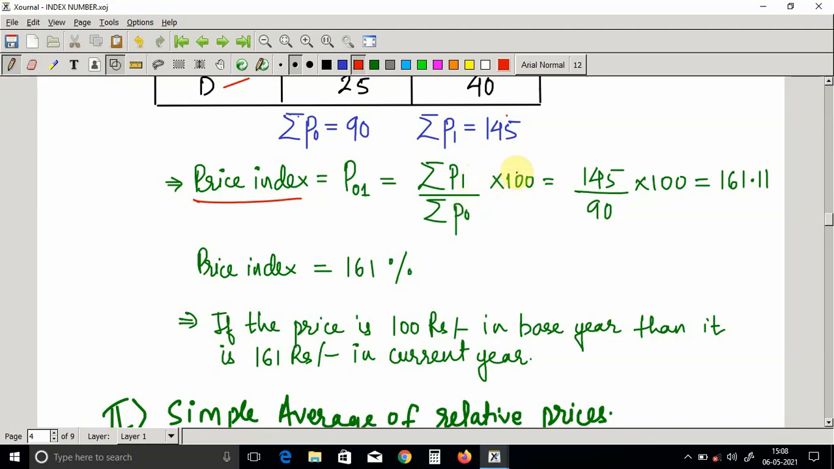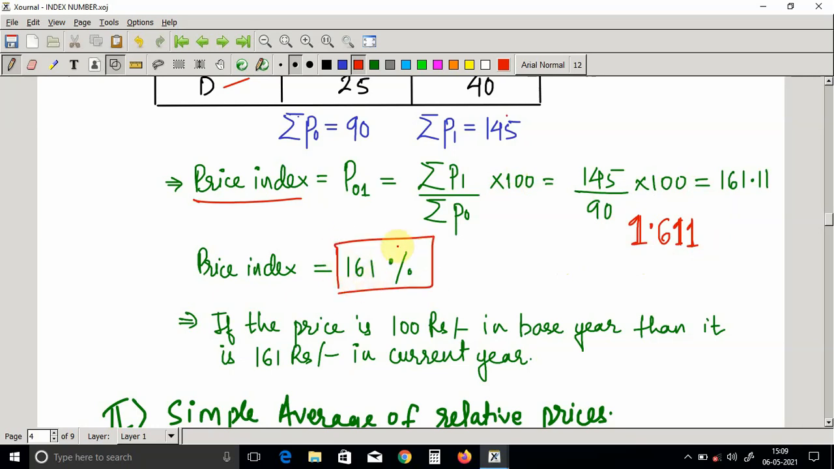Times 100. Why 100? Because you want this in percentages. If you don't multiply by 100, you will get only 1.611 like this, so there is difficulty in understanding this decimal number. So you can multiply with 100 and express the index number. This is a coefficient, and when you multiply it with 100, it is converted to percentages. Now this is very much clear.